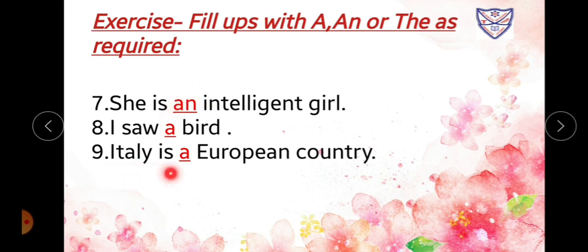Ninth one, Italy is a European country. Now, while speaking European, the sound of U comes first. Though it starts with E, which is a vowel, we will look for the sound, and the sound is U. So, we will use A as an article before it.